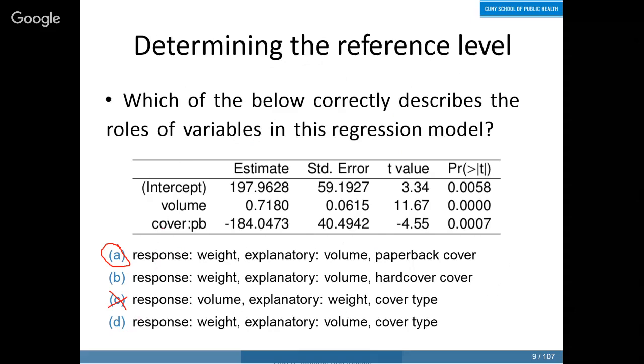I mean, this coefficient is a coefficient for paperback covers. This is what we call a dummy variable. It's a variable where it's 0 if it's a hardcover book and it's 1 if it's a paperback book. So this is a dummy variable for cover type, equal to 1 if it's a paperback cover. So I think both of these are kind of right, and I suspect that this is the intended answer. But they're both right.